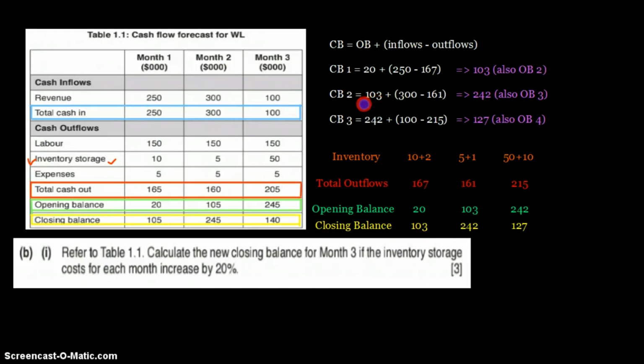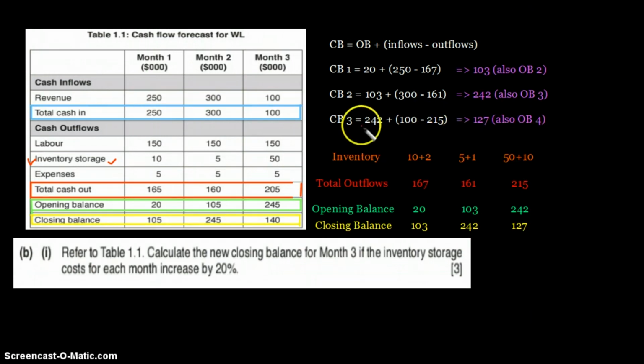Then use the formula again for calculating the closing balance of month 2. 103 plus 300 sales over here, minus 161. We don't use this old data, we use these new outflows. Minus 161, we got 242. That is the closing balance of month 2, but also the opening balance of month 3.